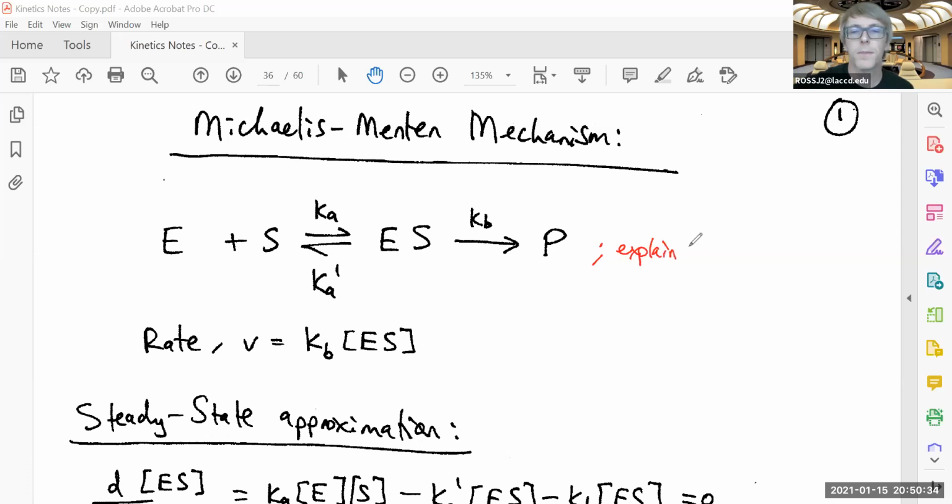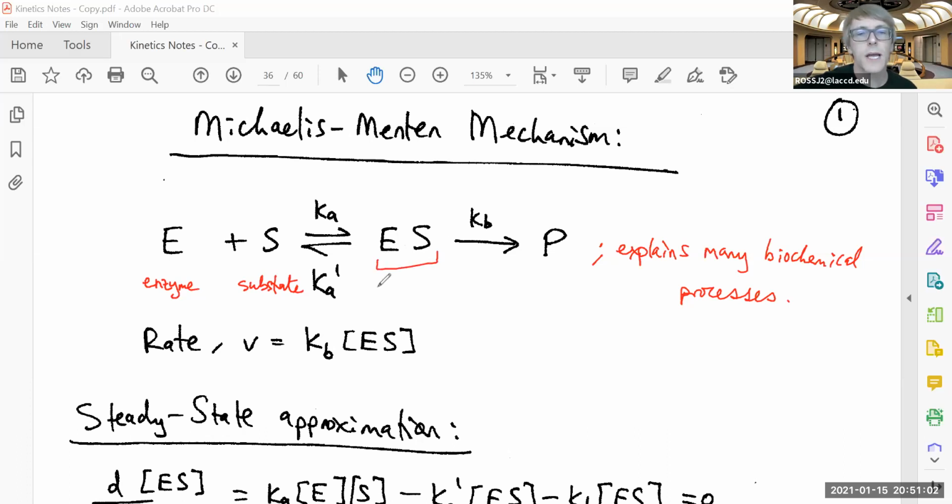Explains many biochemical processes. Okay, so let's say we have an enzyme. Let E be enzyme, let S be substrate, ES is the loaded enzyme, and P is product.